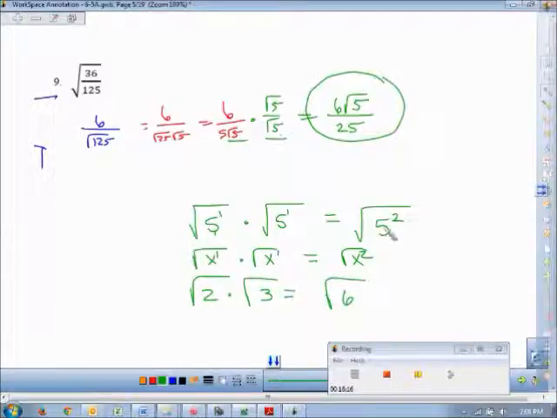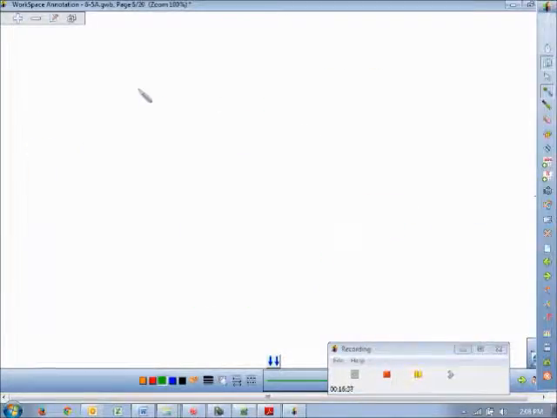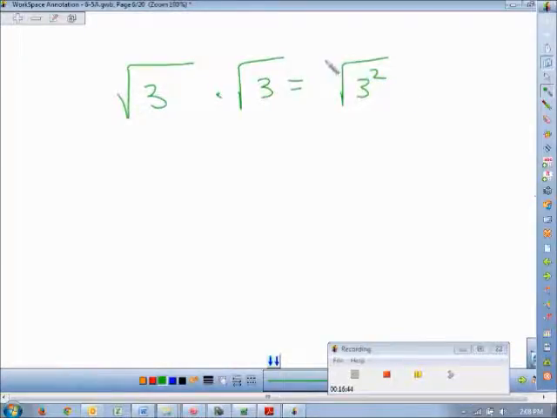What does the square and this square root do to each other, my friends? They're inverses. They cancel each other out, and you're left with 5, correct? The square root of 5 times the square root of 5 is the square root of 5 squared, which is really 5. So just a couple more to beat it into you. Square root of 3 times the square root of 3 equals the square root of 3 squared, correct? And what does the square and the square root do to each other? Oh, they cancel each other out, correct?